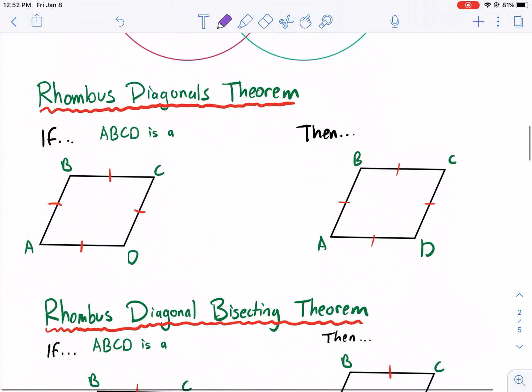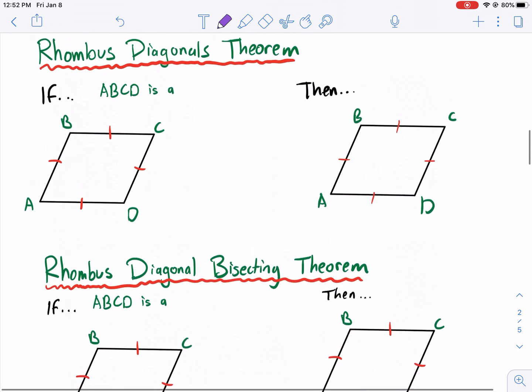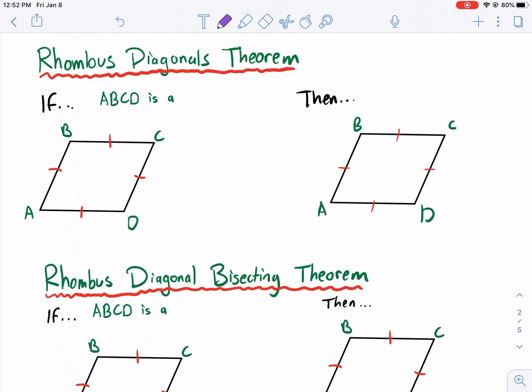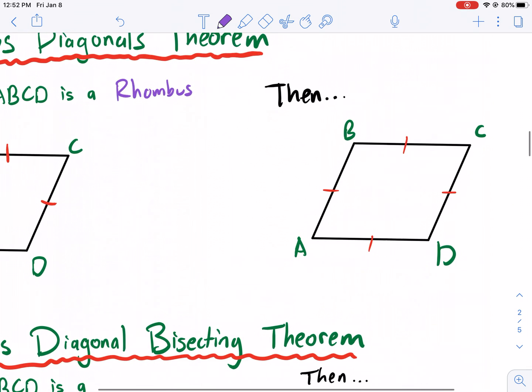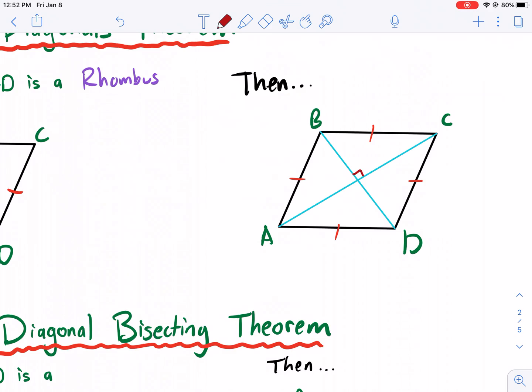So here we go, rhombus diagonals theorem. What is this talking about? ABCD is a rhombus. If it is a rhombus, and we can see that it's a parallelogram with congruent sides, then what? Well, what's special about a rhombus is that its diagonals have a special property. Okay, and I'm going to draw one diagonal here. Draw a second one. The special property is the two diagonals will meet at 90 degrees.